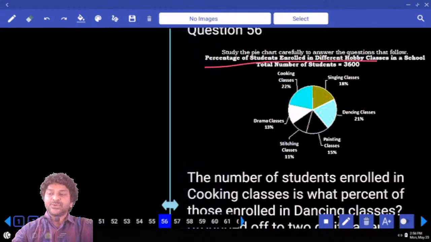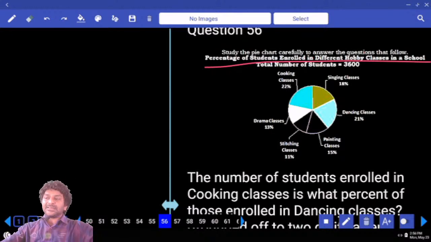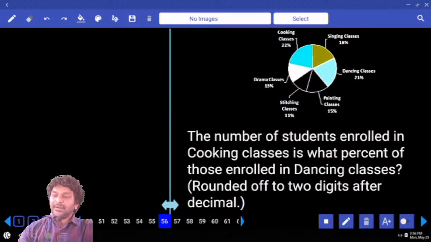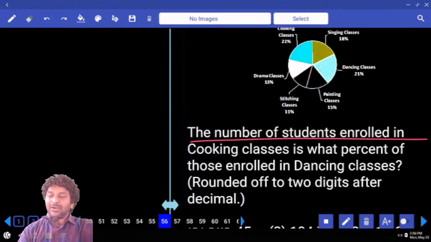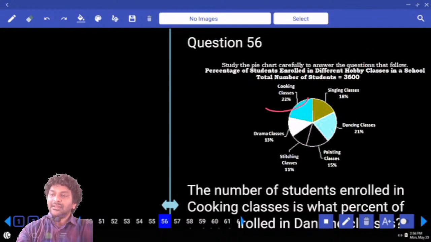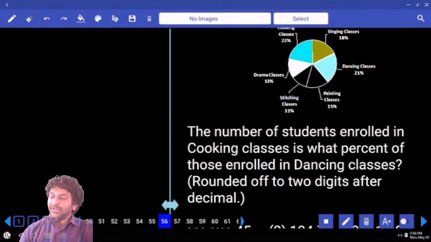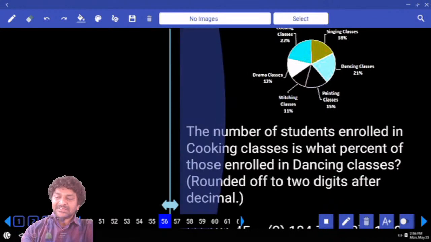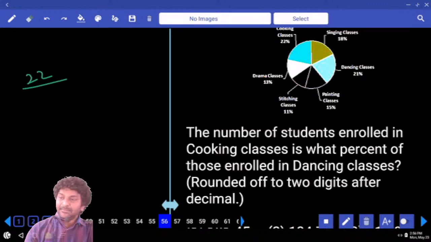The percentage of students enrolled in different hobby classes in a school, total number of students is 3,600. Right. Number of students enrolled in cooking classes, cooking, 22, is what percent of those enrolled in dancing classes? Dancing.